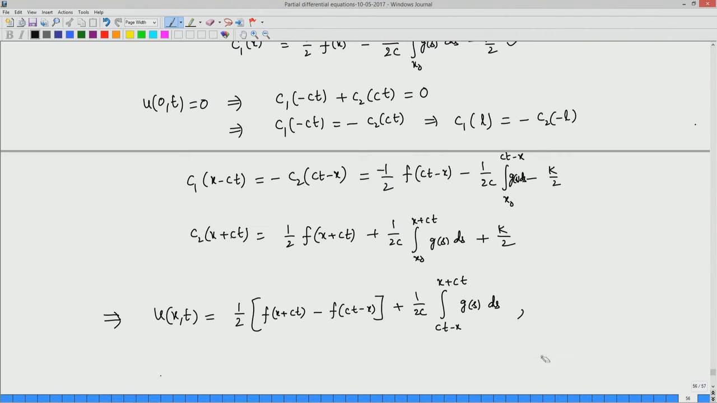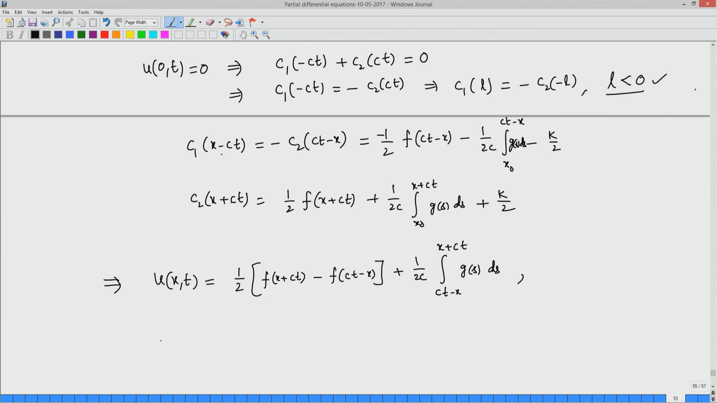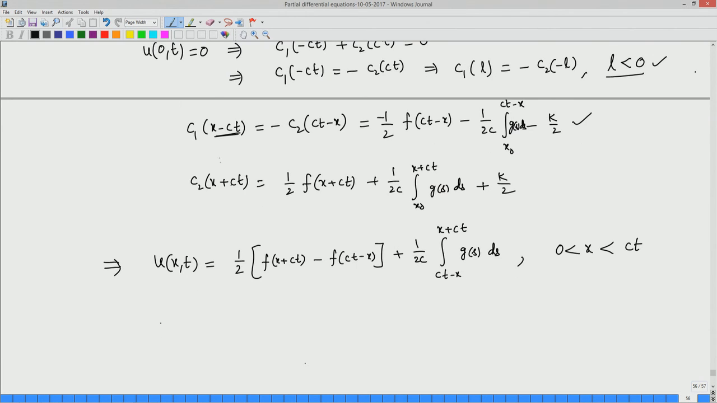When did I use this? This is when I have C1 for negative values, this is for L negative values. So, when x minus Ct is negative, that is 0 less than x less than Ct, in this case x minus Ct is negative, that is this argument is negative, that is my L is negative. So, when L is negative I use minus C2 of minus L, that is what you have. So, whatever you have written, I use the C2 function for the negative values.